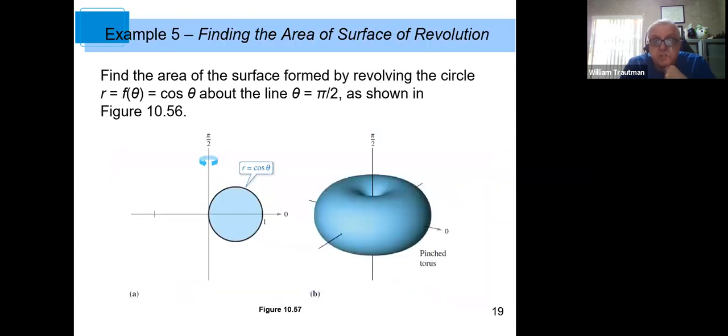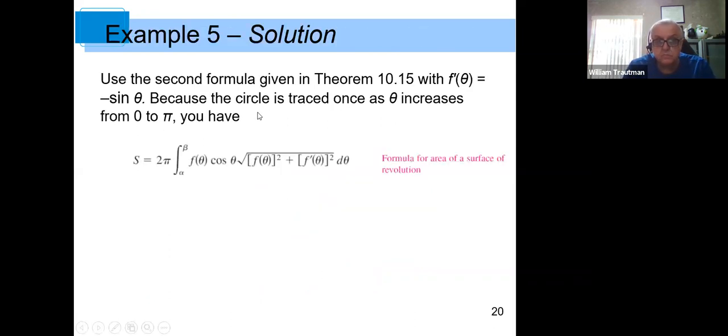So find the area of the surface formed by revolving r equals cosine theta about the line pi over 2. Here's pi over 2. So we're going to revolve this around pi over 2. And you see if you revolve it around pi over 2, you create this donut. There's the formula. We're using the cosine, don't forget, because we're revolving over pi over 2.